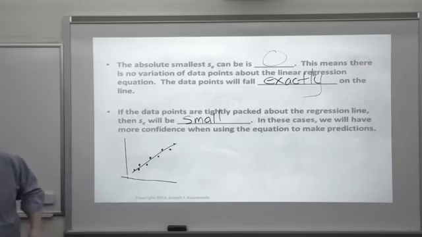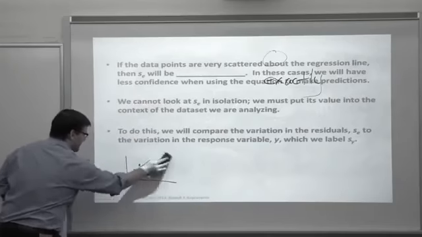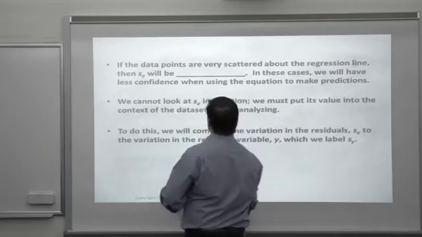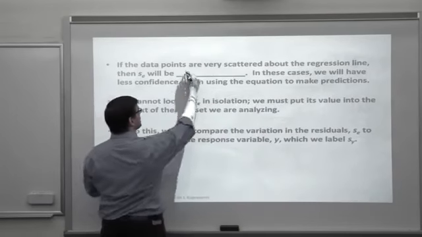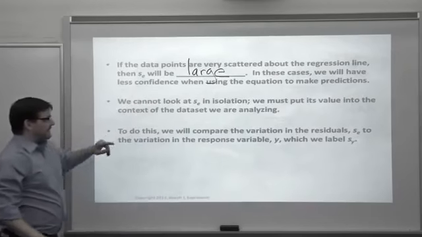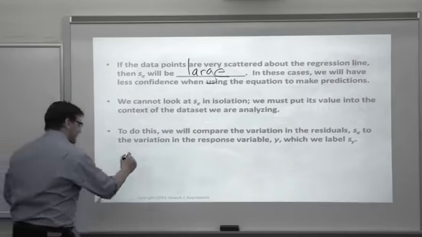Opposite case, of course. Not all data sets look like that. If the data points are very scattered about the regression line, S sub e will get big. S sub e will be large. If that's the case, then we will have less confidence using the equation to make predictions.